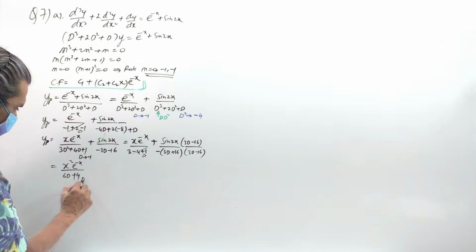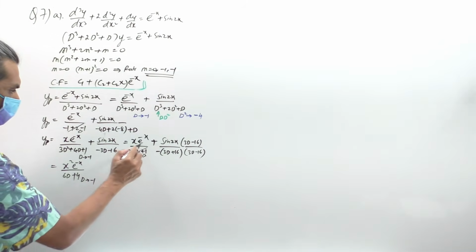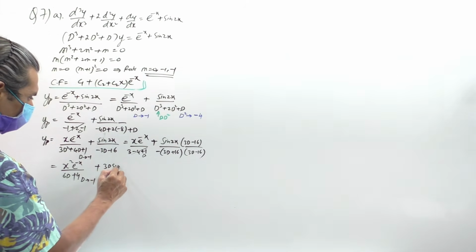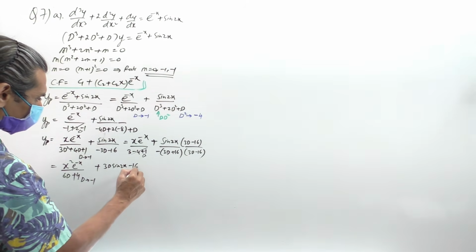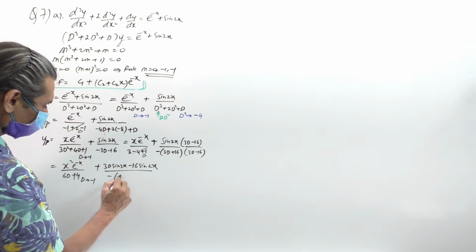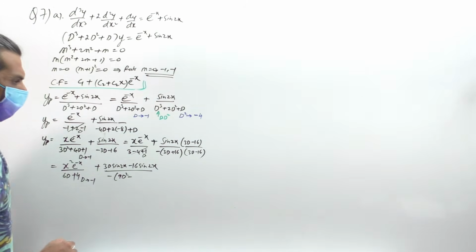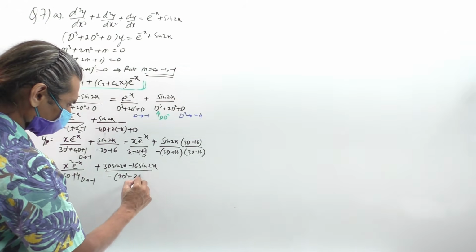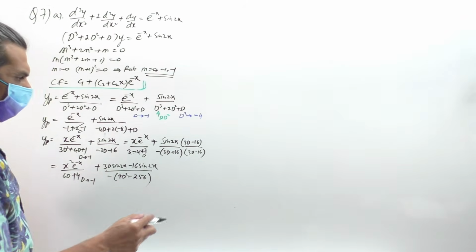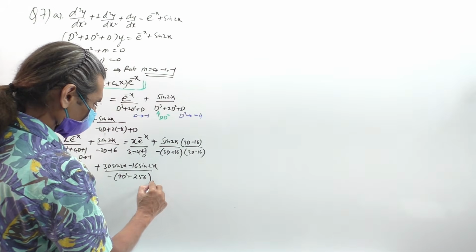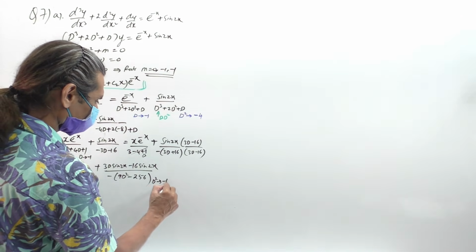Again replace D by -1 here, and for this it will be (3D sin 2x - 16 sin 2x) whole divided by (9D² - 16²). What is 16²? 16² is 256. Are you getting it? (a + b)(a - b) is a² - b², so 9D² - 16². Again replace D² by -4.